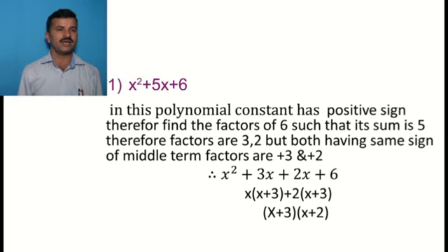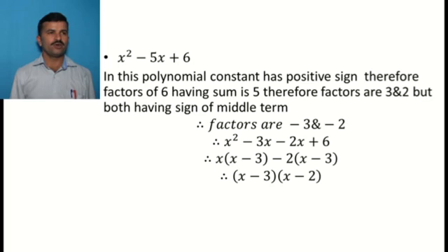In the first pair x is common, therefore you can write here x into x plus 3. But second pair has plus 2 as a common, therefore you can write plus 2 outside of the bracket and inside you can put here x plus 3. Therefore factors of that polynomial are x plus 3 and x plus 2.